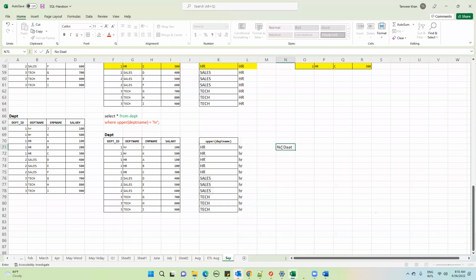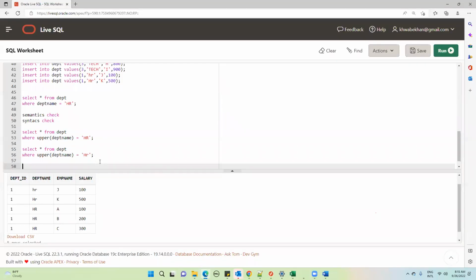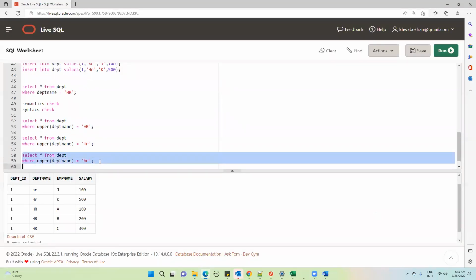No data found. Is that clear? Yes. So let me run it here. No data found. Hope it is clear.